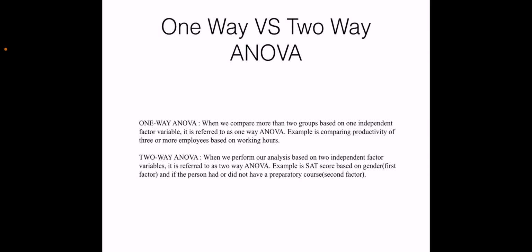Two-way ANOVA is when we perform an analysis based on two independent factor variables. For example, you can use two-way analysis to find the SAT score based on gender and whether the person had or did not have a preparatory course. Here your gender and the preparatory course are your first and second factor variables.